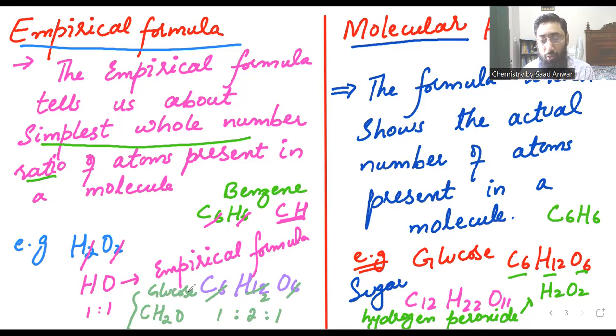And what does CH2O tell me? CH2O tells me the ratio of carbon and oxygen is the same, but the ratio of hydrogen is double as compared to carbon and oxygen in the glucose molecule. So this is something about empirical formula and molecular formula.